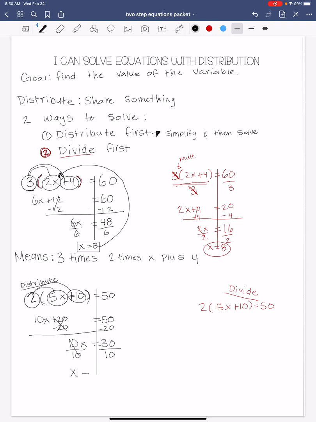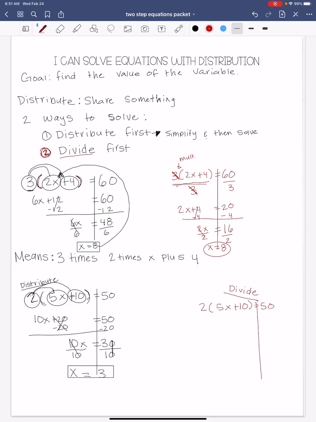And x equals 30 divided by 10. Well, those zeros cancel out, and you're actually just left with 3. So we got x equals 3. Now let's try that with dividing first.